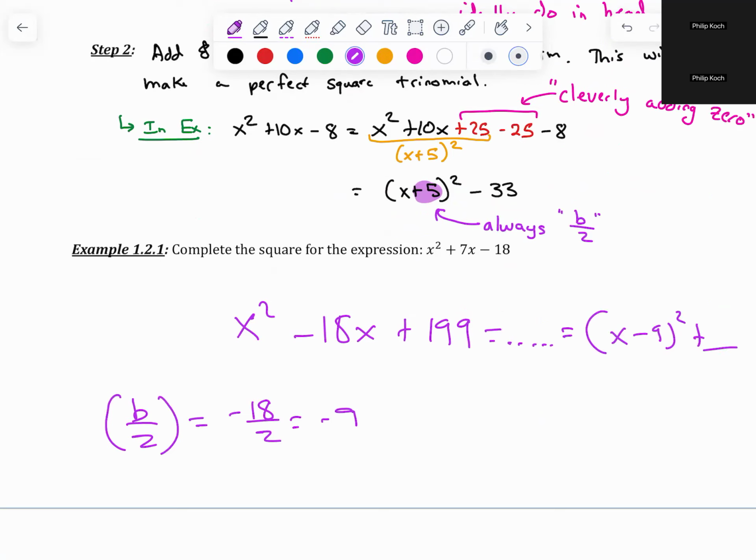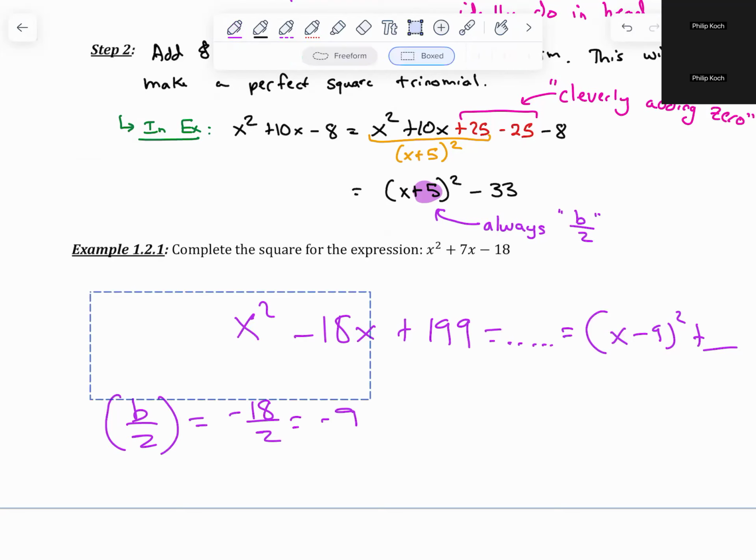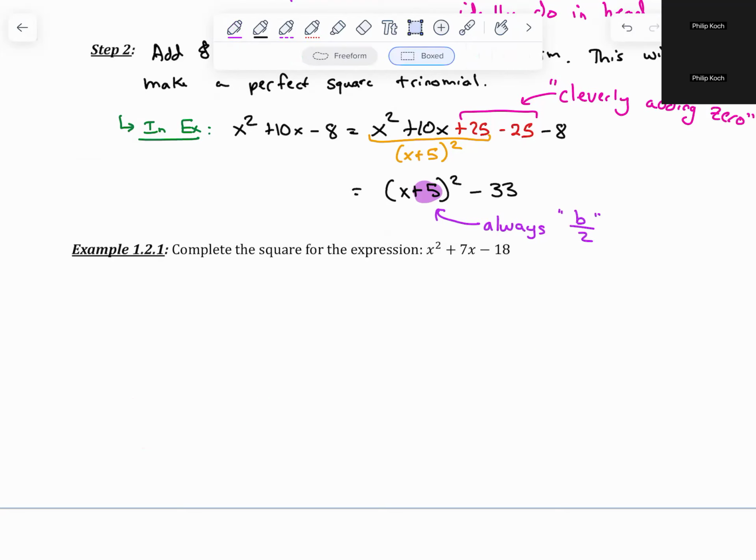The number portion in the perfect square trinomial is always b divided by 2. Negative 18 divided by 2. So in this example that's coming up in just a moment, it's going to become x plus 7 halves quantity squared, because half of 7 is 7 halves. It doesn't go nicely into it, or 3.5 if you want. Any questions on that process? There's a lot going on here.